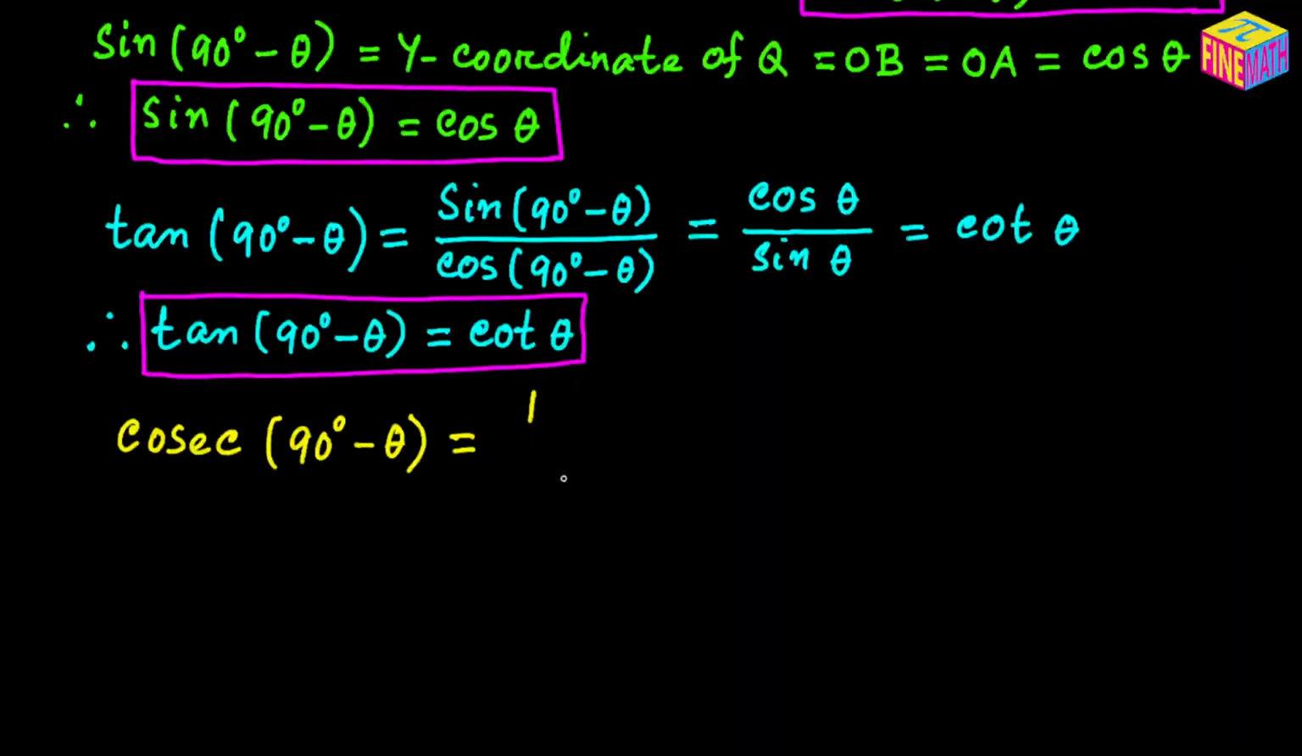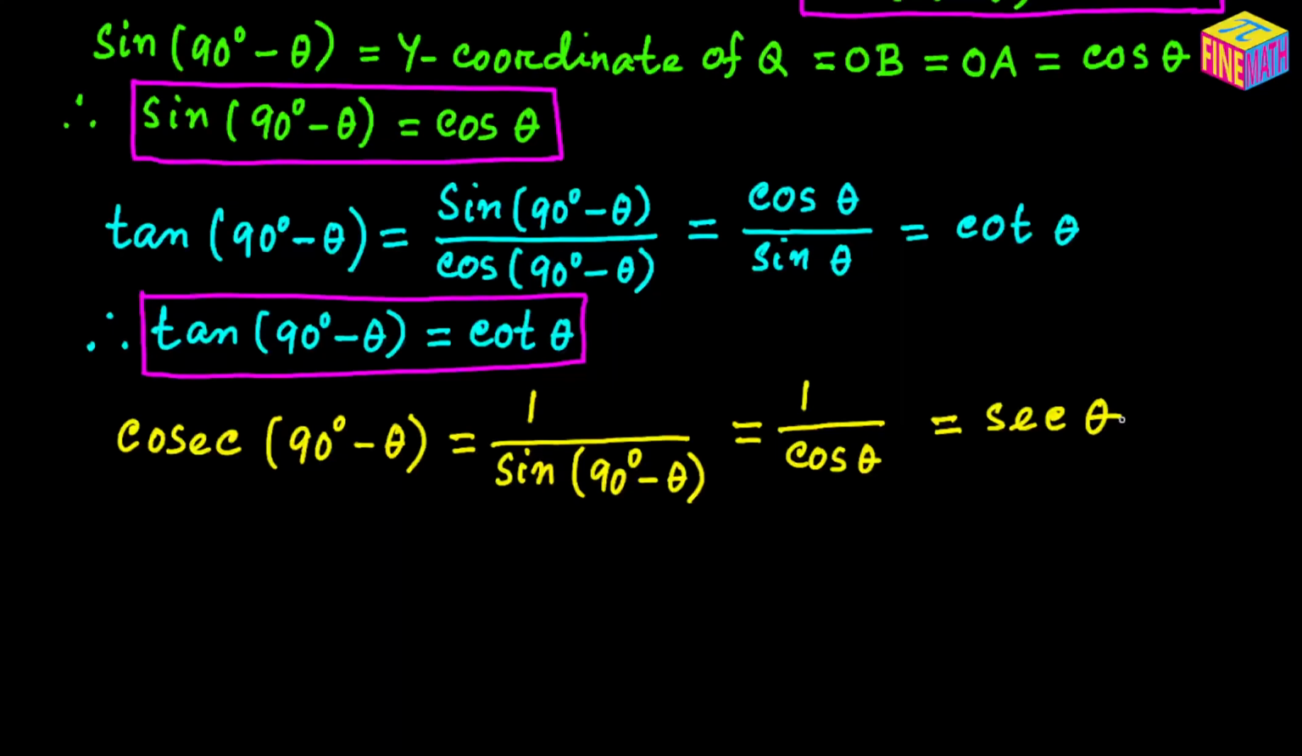Next, let's calculate the cosecant of 90 degree minus theta. We know from the identity of trigonometric ratios that cosecant of 90 degree minus theta is a reciprocal of sine of 90 degree minus theta. Cosecant is actually a reciprocal of sine. And what is the value of sine of 90 degree minus theta in terms of theta? Well, that is actually cosine of theta, as you can see up there. So we can write it as 1 divided by cosine of theta. And what is 1 divided by cosine of theta? That is actually secant of theta. So we have been able to figure out that cosecant of 90 degree minus theta is equal to secant of theta.